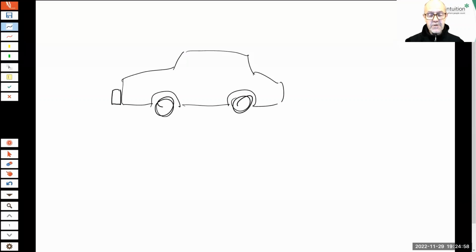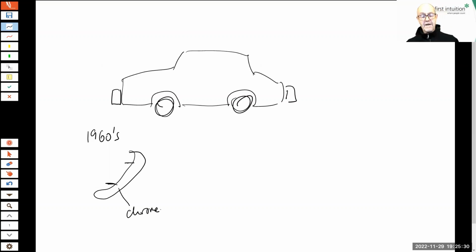Let's think of the bit that goes here and here, okay? The bumper. Now, I remember our first family car arrived in the 1960s, okay? In the 1960s, a car bumper was like a shiny steel thing like that. It was chrome plated. Remember chrome plated? Looks nice the day it rolls out the showroom.